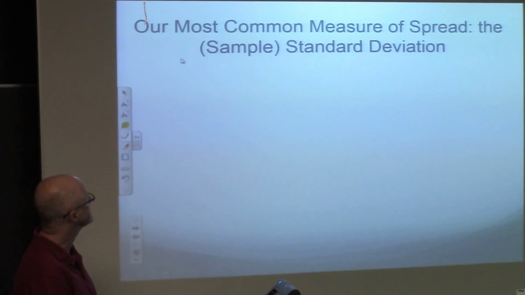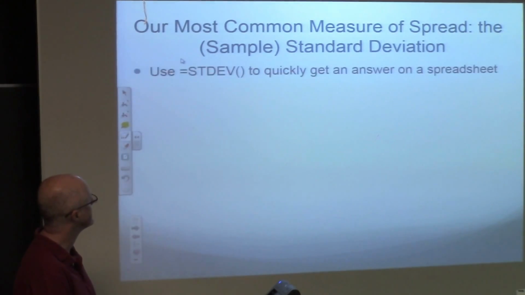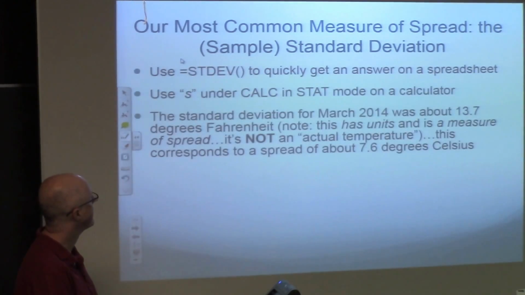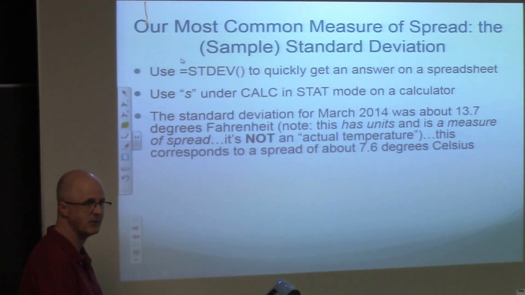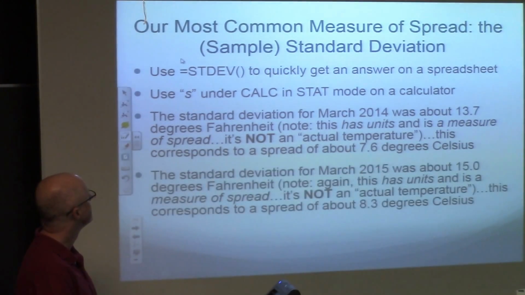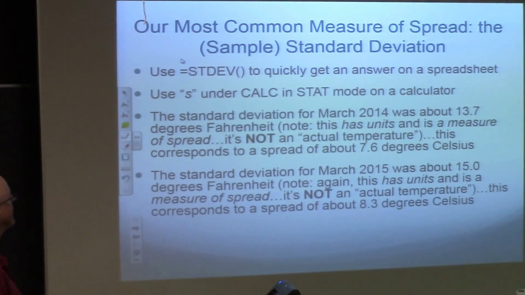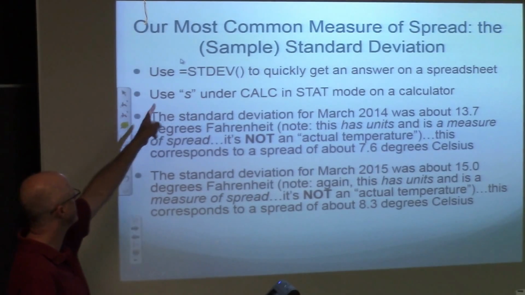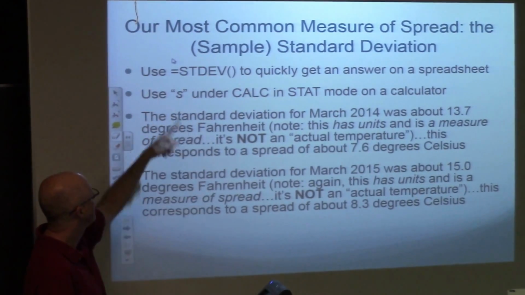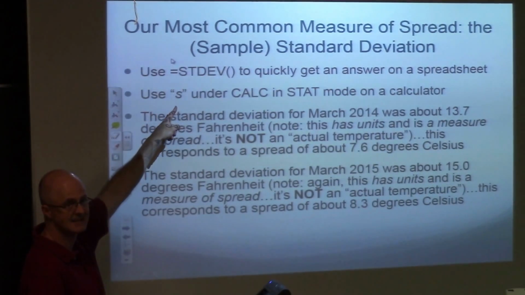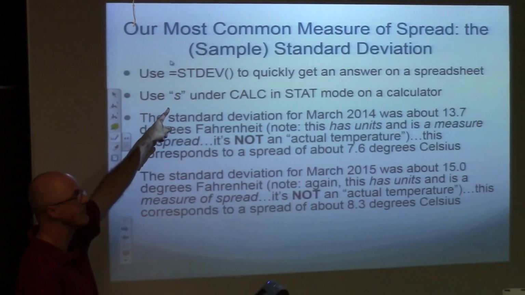Our most common measure of spread is called the sample standard deviation. We will talk about how to compute it by hand, so to speak, with a calculator today. But at the moment, you can just note that you can use technology. On a spreadsheet, you can use the function equals STDEV. On a calculator, you can use the S thing that I showed you last time in the stat menu.